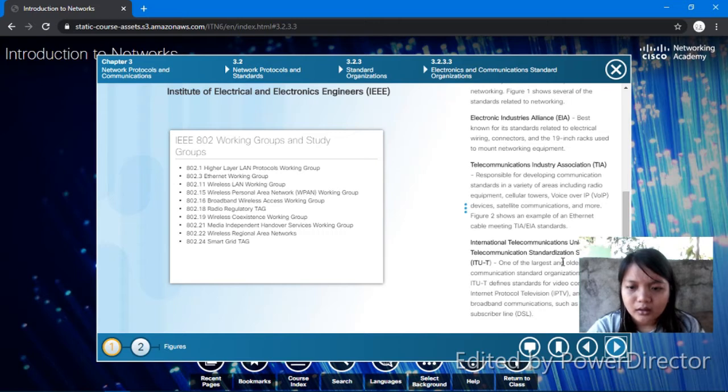The next one is the International Telecommunication Union, Telecommunication Standardization Sector, one of the largest and oldest communication standard organizations. So it says here that the ITU-T is the largest and oldest organization. It defines standards for video compression, Internet Protocol television, and broadband communications such as digital subscriber line, or DSL. So they are responsible for that.